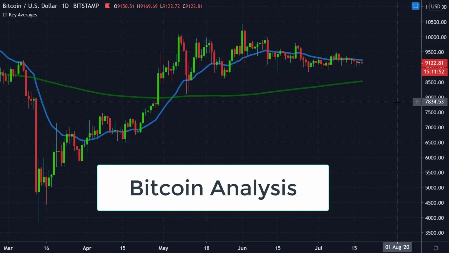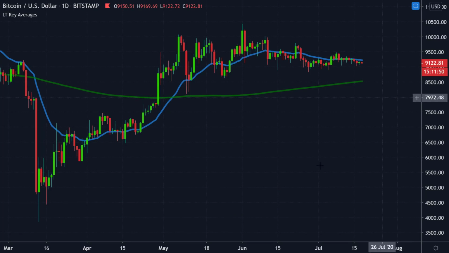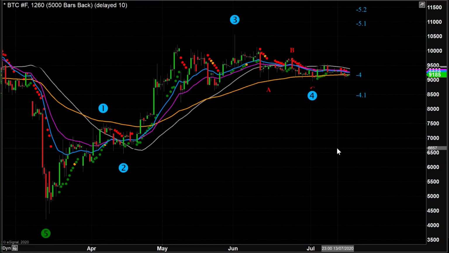With a quick update for you on the Bitcoin situation. In a few minutes, I want to come back and revisit this chart that I talked about some weeks ago. So we'll come back to this chart in a few minutes.